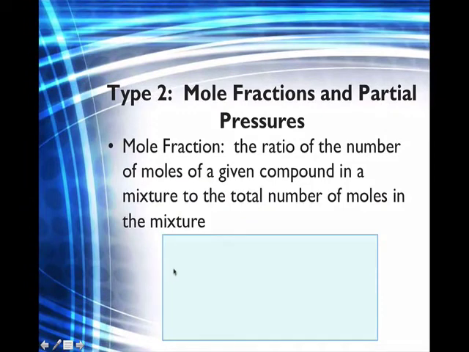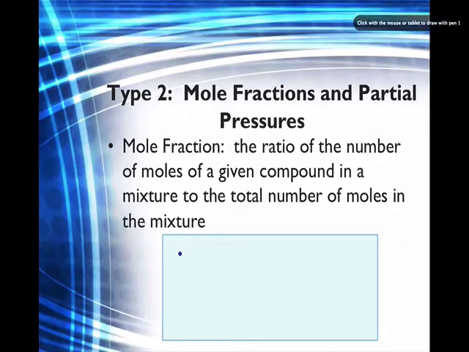All right, the next type is where we're going to use mole fractions in partial pressures. A mole fraction we haven't talked about before, but a mole fraction is a ratio of the number of moles of a given compound in a mixture to the total number of moles in that mixture. It's sort of like we're doing percent composition, but we're not doing the percent part. So you're going to take the moles of whatever you're looking at and divide it by the total moles of the compound. You're just not going to multiply by 100.